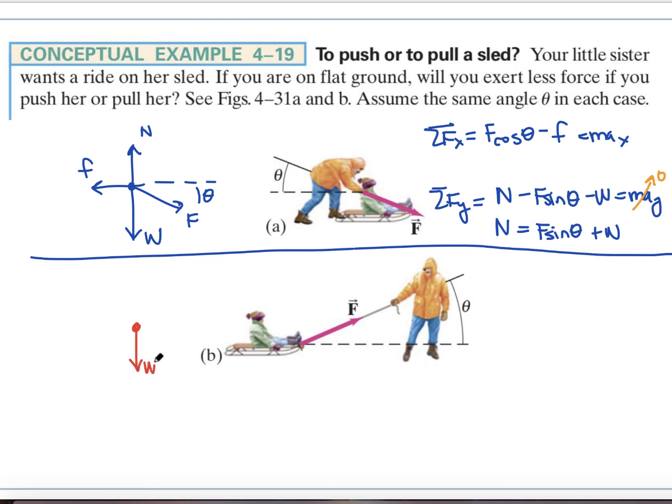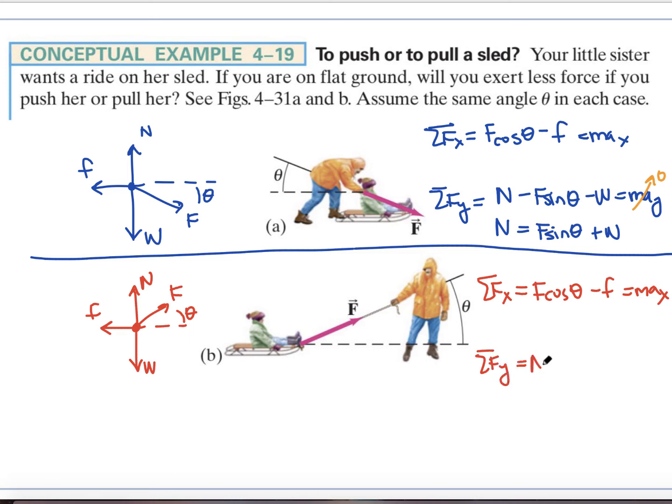So I still have the weight going down, I have a normal force upward, I have a friction force resisting motion, and now my force is upward and to the right at an angle of theta. So my sum of force equation here is still F cosine theta minus f is equal to my mass times acceleration in the x direction. But in the y, now I have normal force plus F sine theta minus weight is equal to 0 again. And so my normal force is actually weight minus F sine theta.